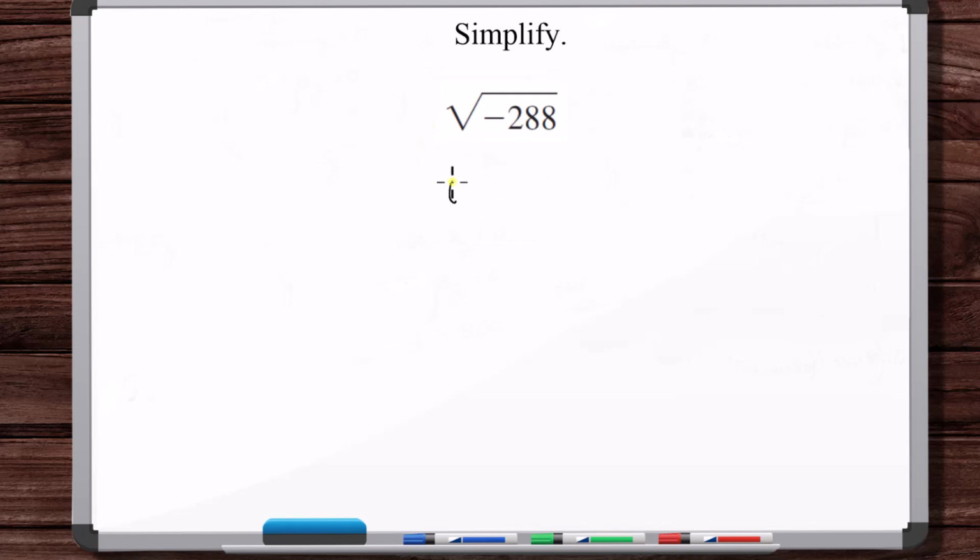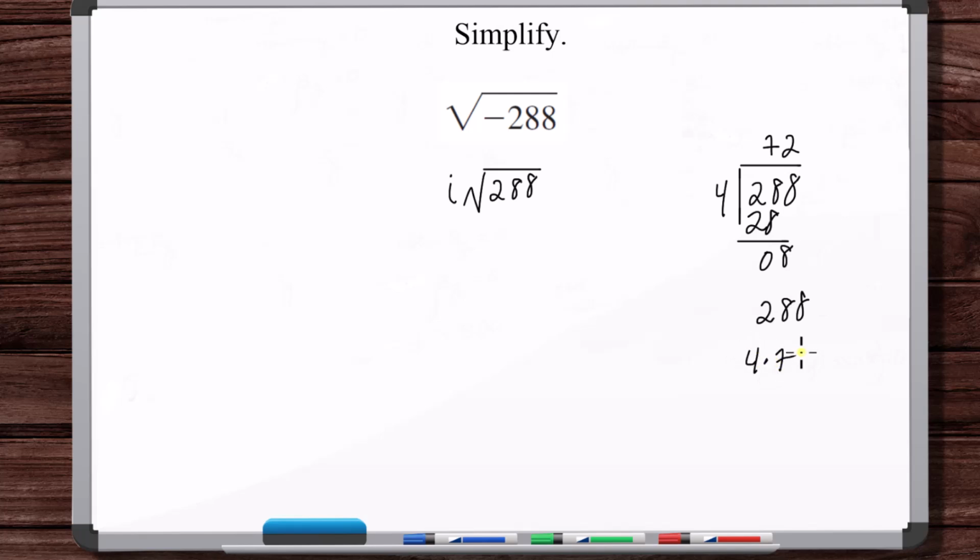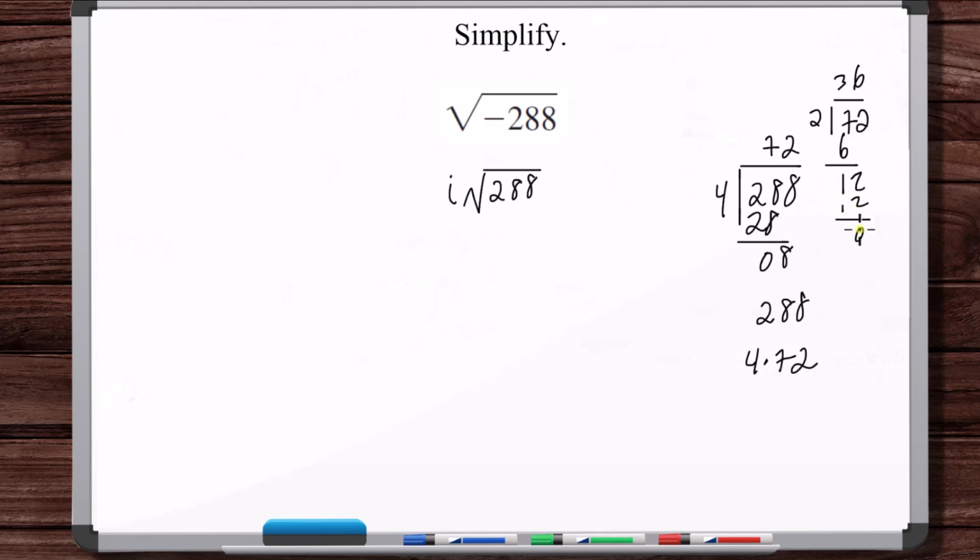Okay, just start by taking out an i, and you're left with the positive root. So now let's see, what is 288 divided by 4? 7 times 4 is 28. So 288 is 4 times 72. What is 72 divided by 2? 36, and then 36 divided by 2 is 18.